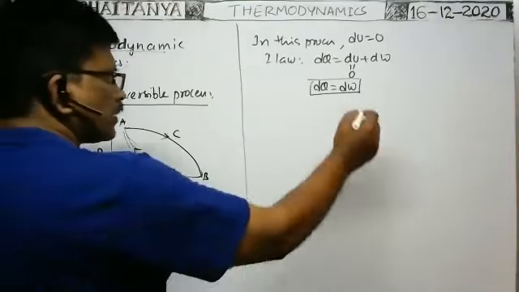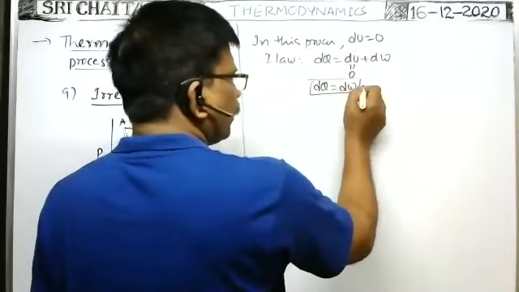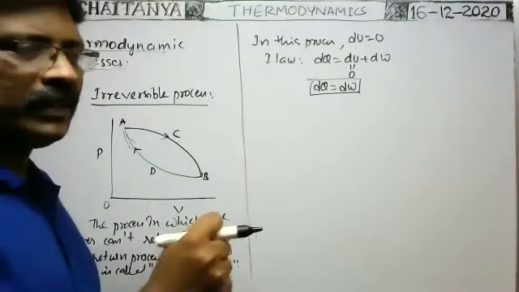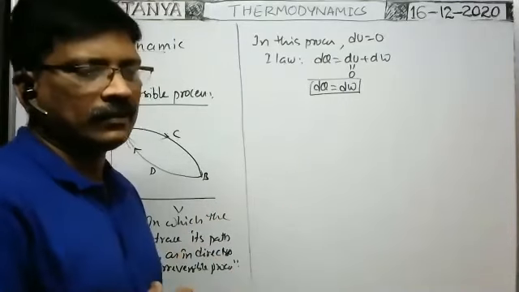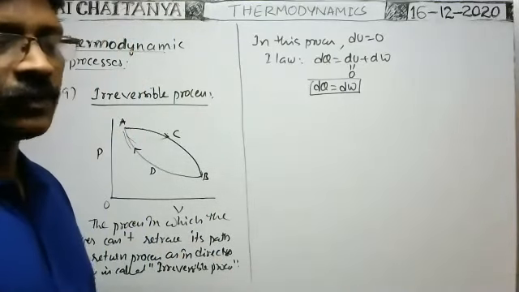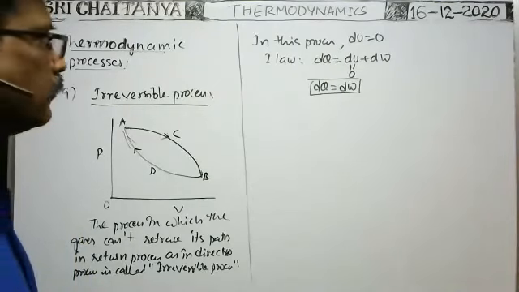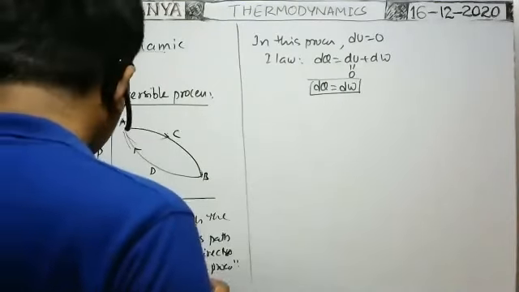But in the case of a reversible process, this is also equal to 0. dQ is 0, dW is 0, dU is 0. Everything is 0. But it is not possible. Without supplying heat energy, it is not possible to expand the gas from the equilibrium position.